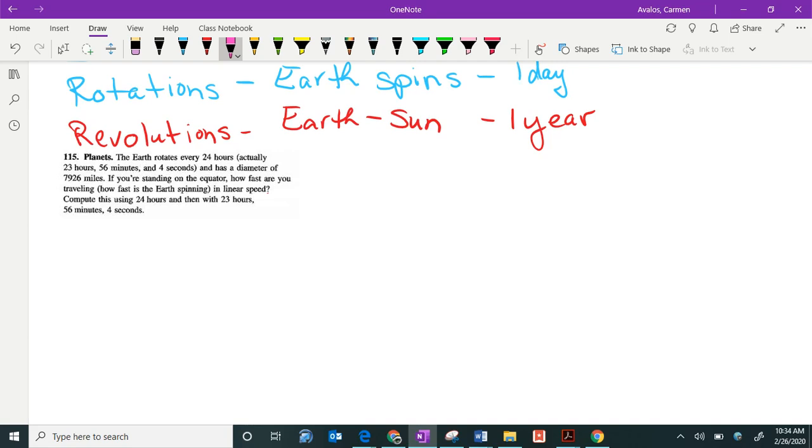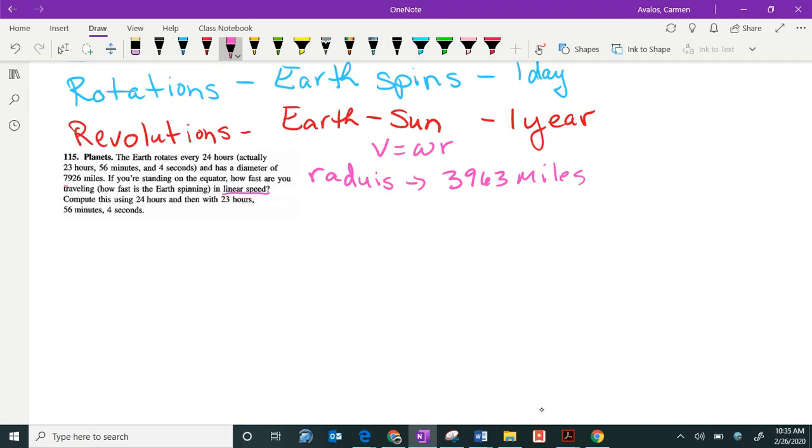The main thing we need to know is that 24 hours is one rotation, or 23 hours 56 minutes 4 seconds is one rotation. Because it's a rate, we're going to be using v equals omega r. So the radius we still need to know. The radius here is going to be 3,963 miles, because we're given the diameter of 7,926.